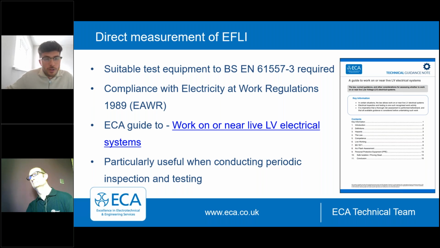Now, direct measurement of Earth fault loop impedance is particularly useful when conducting periodic inspection and testing. It may be a case when you perform periodic inspection and testing, it's not possible to de-energize a system. So it is a suitable method for confirming disconnection times. Of course, it's not limited to periodic inspection and testing, but it is particularly useful for that. And obviously, where we have newer systems, it's a lot easier to carry out dead tests and confirm Earth fault loop impedance values that way.